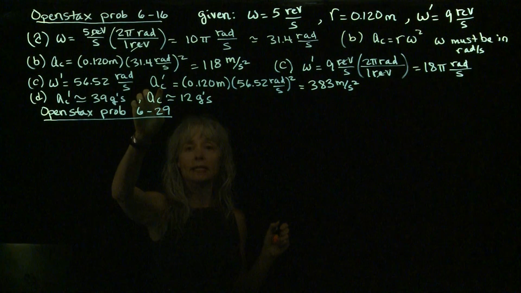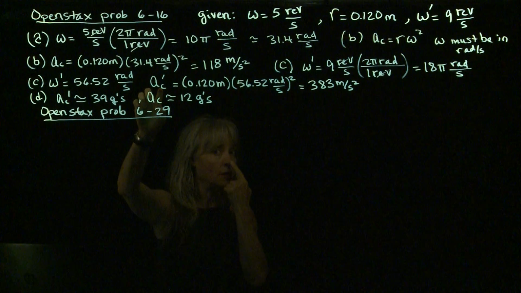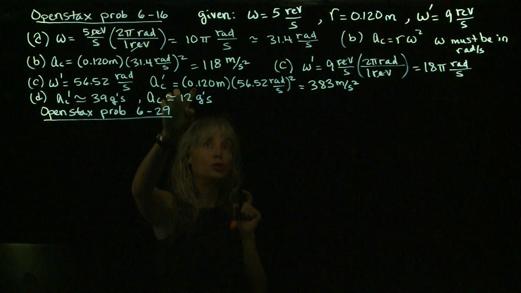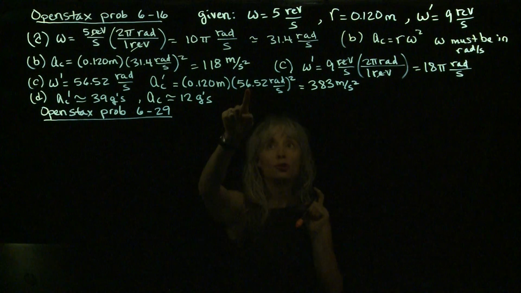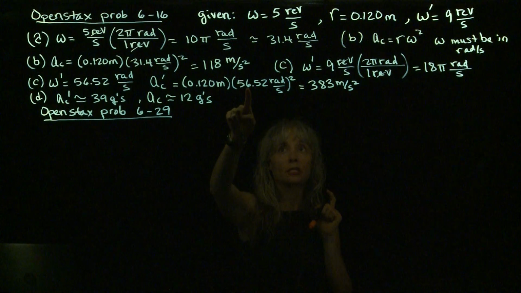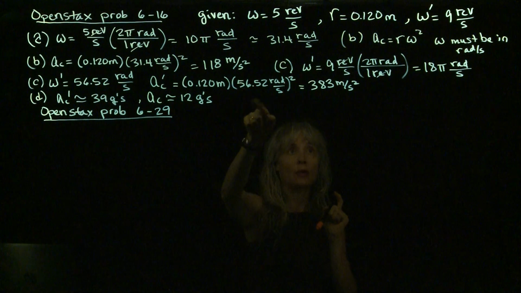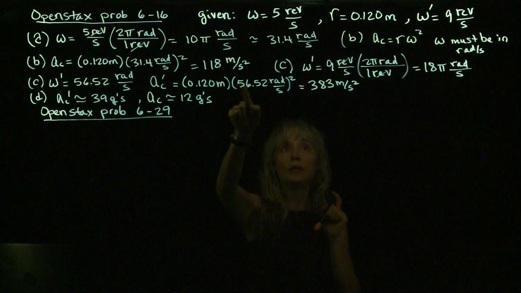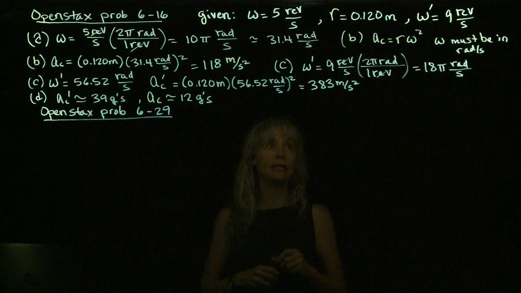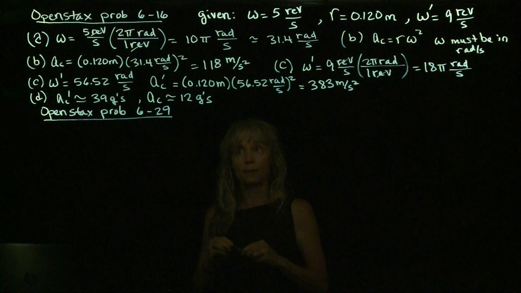Now calculating his centripetal acceleration of the nose, 0.12 meters r times his omega squared, 56.52 radians per second, that whole thing squared. When you work out the numbers here, you'll come up with 383 meters per second squared.